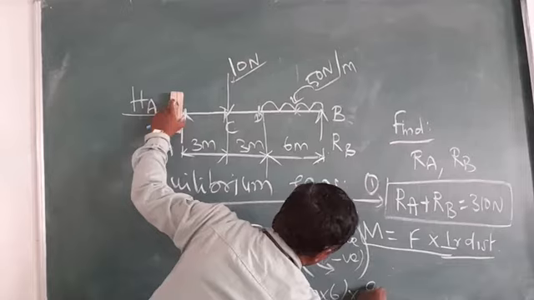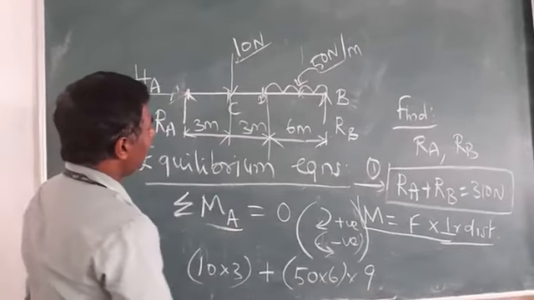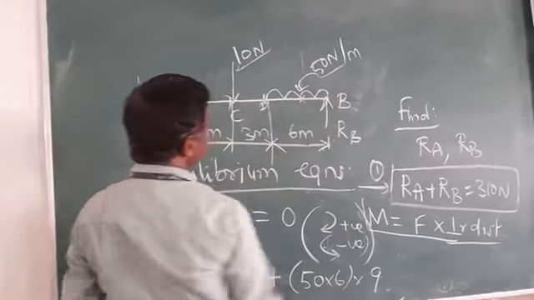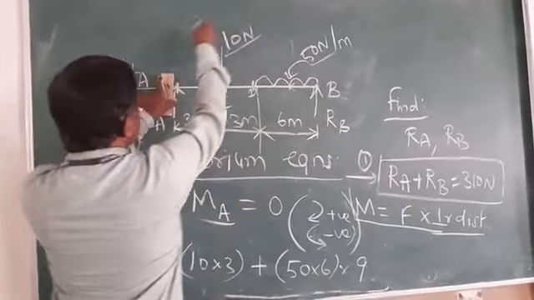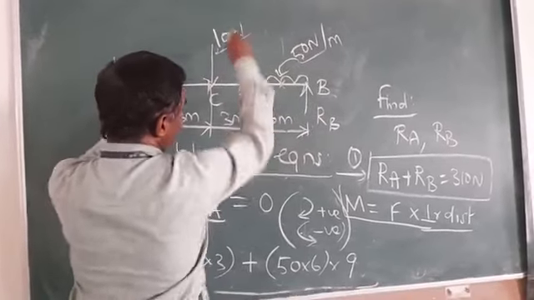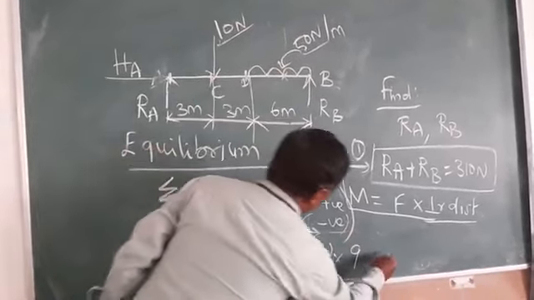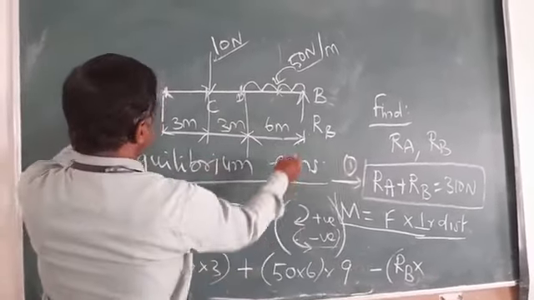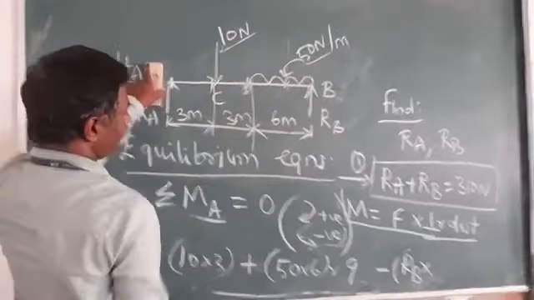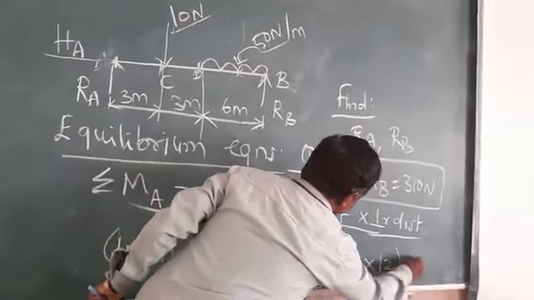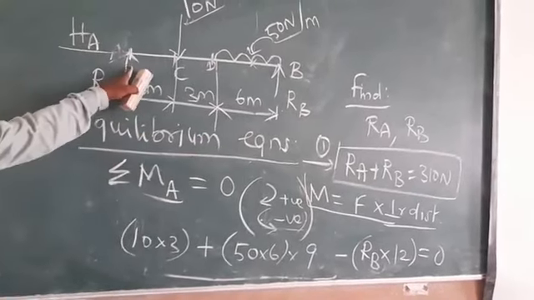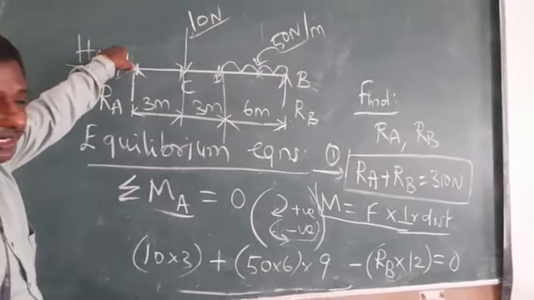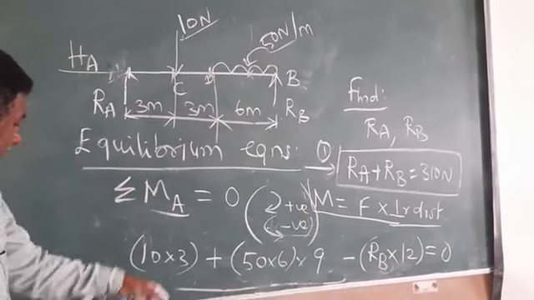Total it is 9. Okay, and now the RB value. Since it is an upward force and it travels to A in an anti-clockwise direction, it is taken as negative. So RB into the total distance, which is 6 plus 3 plus 3, totally 12, and the sum is equal to 0. For RA, what is the distance? 0. It lies on point A only.